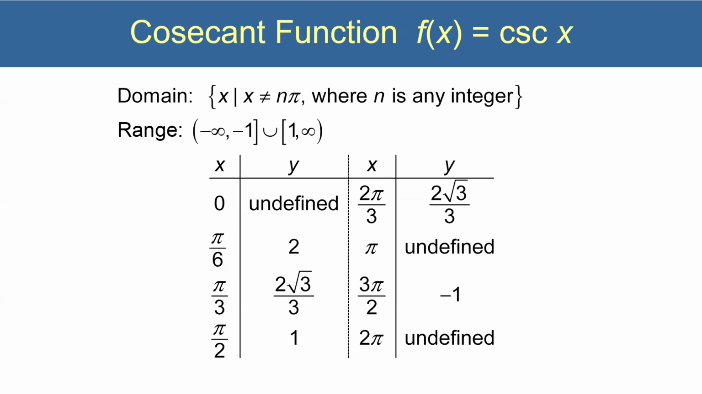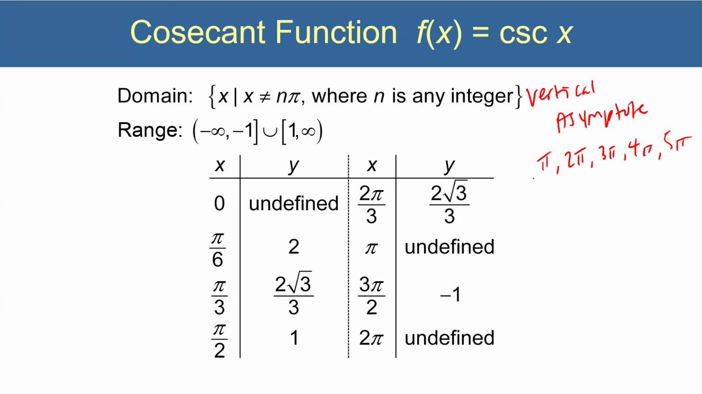So for us, your domain restriction occurs at n pi. What that means is that it occurs on all of your pi marks. So on every pi, there is going to be a vertical asymptote. So at every pi mark, you're going to have a vertical asymptote. By every pi mark, I mean at pi, 2 pi, 3 pi, 4 pi, 5 pi. That's where your vertical asymptotes are going to reside.